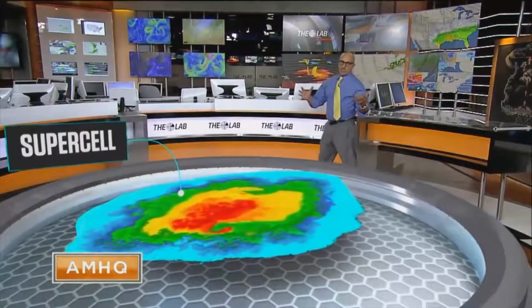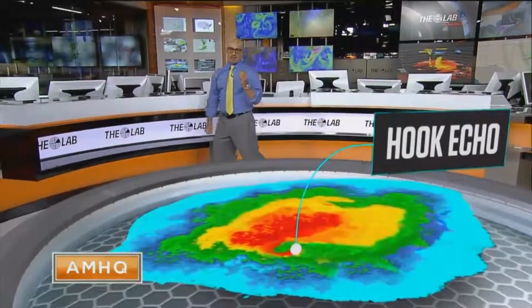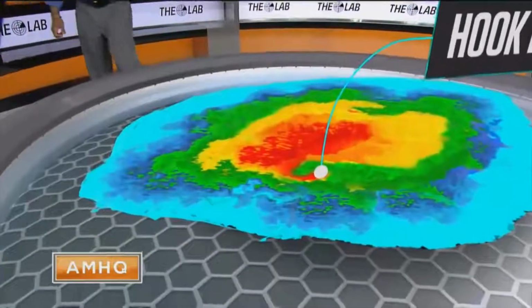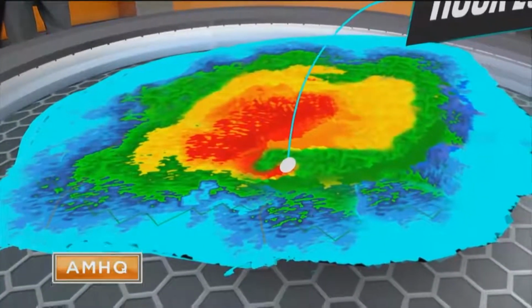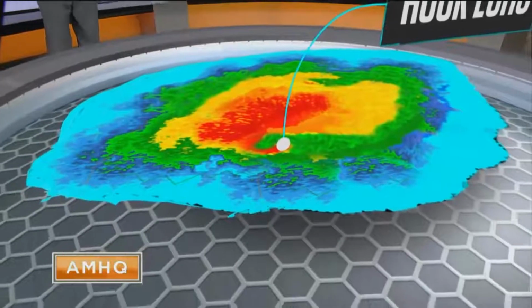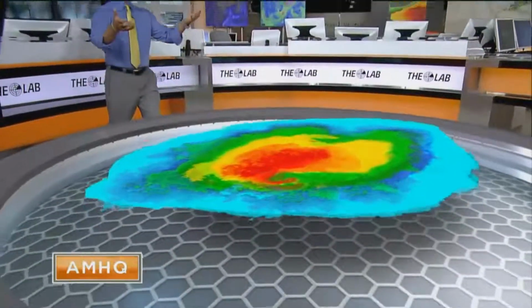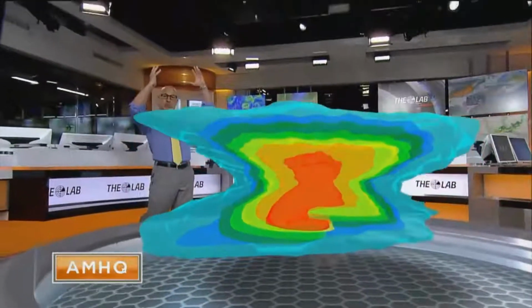It starts with a supercell, a rotating thunderstorm. But on these tornadoes, there is one thing that clearly stands out, especially when we look at radar. It is called a hook echo. And that hook echo is a little appendage on the southern flank of the storm. We know that these storms aren't flat. They're in the vertical, 40, 50, 60,000 feet. So let's pull this thing up and look at it.